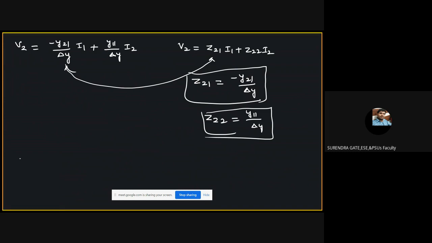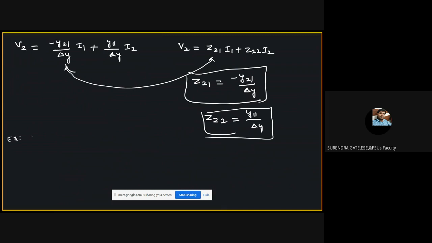For example, if you want to write y parameters in terms of z parameters, then what you can do? All the z parameters we can write, v1, v2 in terms of i1, i2; in terms of v1, v2 you can convert. Then you can compare. Understand, friends?